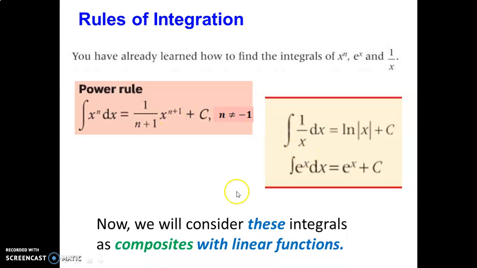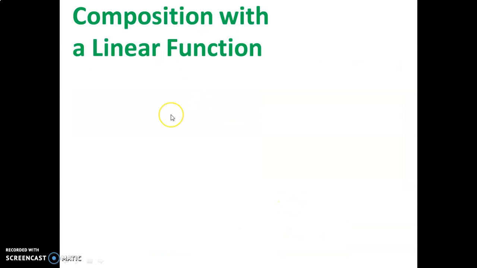What we're going to do today is consider these three rules and find what happens when we have composites with linear functions for these three. What happens when we compose these functions with linear functions? Well, what does that mean? What does composition mean? Let's remind ourselves.